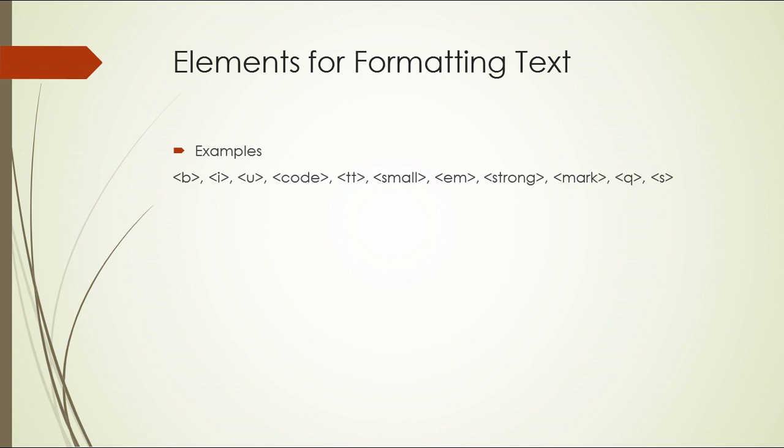The small tag makes a text smaller. The EM tag emphasizes a text. Maybe it can be italicized depending on the browser the client uses. The strong tag emphasizes a text, maybe boldens the text also depending on the client's browser. Now the mark tag marks a text like a highlighting pen. The Q tag encodes a text, while the last one, the S tag, strikes through a text.